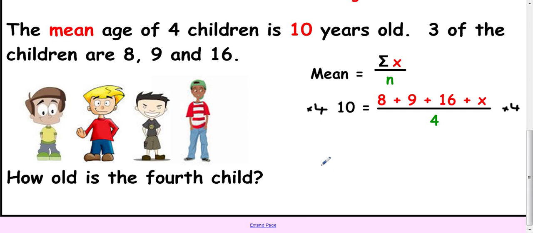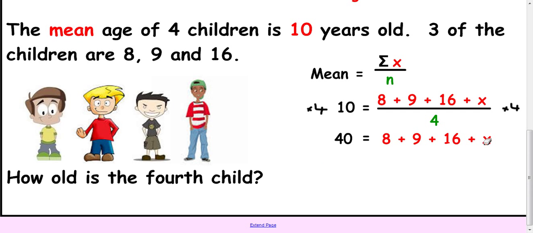I'm just writing with the mouse here. Okay, so if you times this side by 4, then timesing by 4 and dividing by 4, they just cancel each other out. So you're left with the top line. And the other side, 4 times 10, that's just 40.